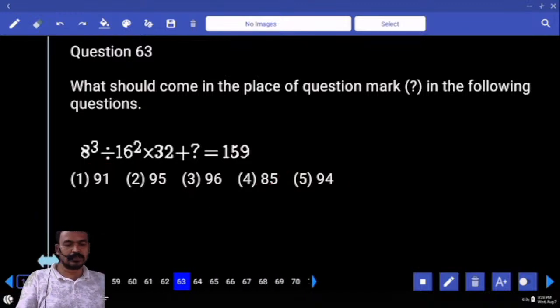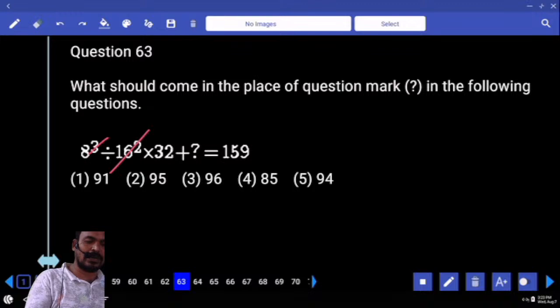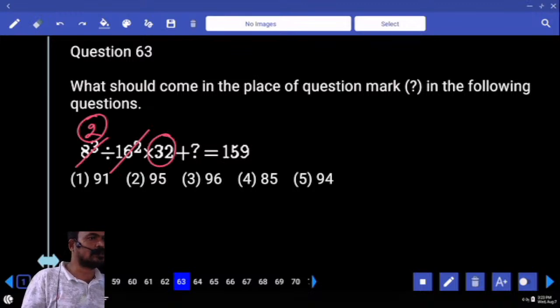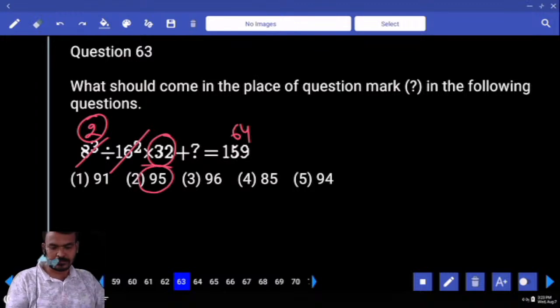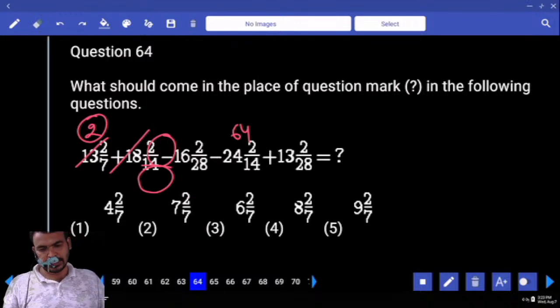Next question number 63. 8 cube means 512. 16 square 256. Exactly double or triple? Double. 2 into 32, 64. Out of 159 we are subtracting 64. What is the remaining? 95.